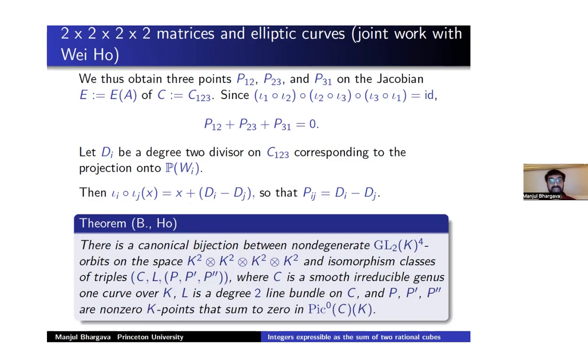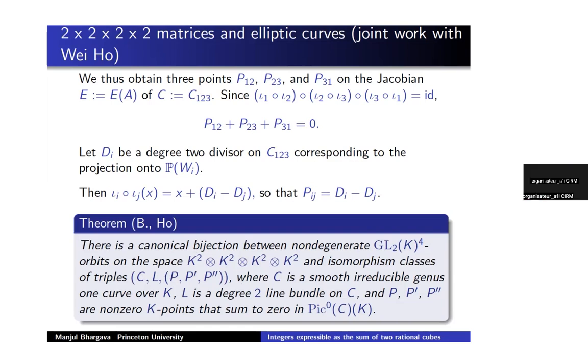So 2 by 2 by 2 by 2 matrices over K, their orbits under that natural action of GL2 K to the fourth, they naturally correspond to the data of a genus one curve, a degree two line bundle, and 3 points on the Jacobian of C that sum to zero. And that's the theorem. And I showed you one direction of how to start with a 2 by 2 by 2 by 2 matrix and get this data. And there's a corresponding reverse construction that you can show is the inverse. Okay, so that's the theorem.